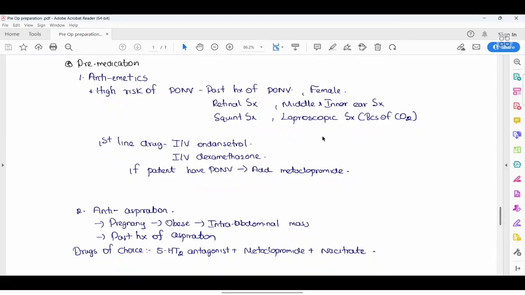For patients undergoing retinal surgery, squint surgery, laparoscopic surgery, or any surgeries related to the balance system, like inner ear and middle ear, we will start the antiemetic. But here I think we start the antiemetic for most patients. The first choice of drug is IV ondansetron with IV dexamethasone. If there is a high risk only, then we will add metoclopramide. Metoclopramide is not a first line drug as an antiemetic. That we have to remember.